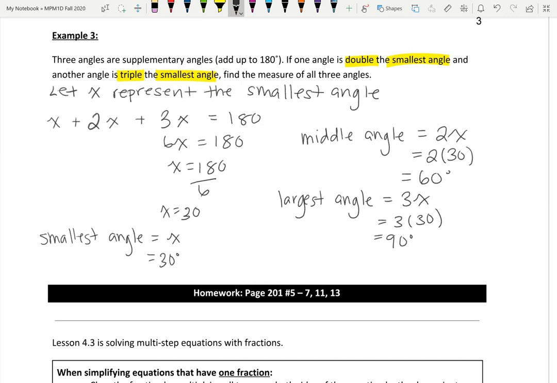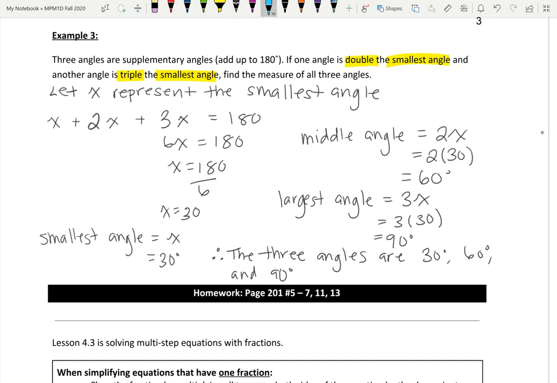Now remember that I said when a question is presented to you in words, you're going to answer in words. Therefore, the three angles are 30 degrees, 60 degrees, and 90 degrees.